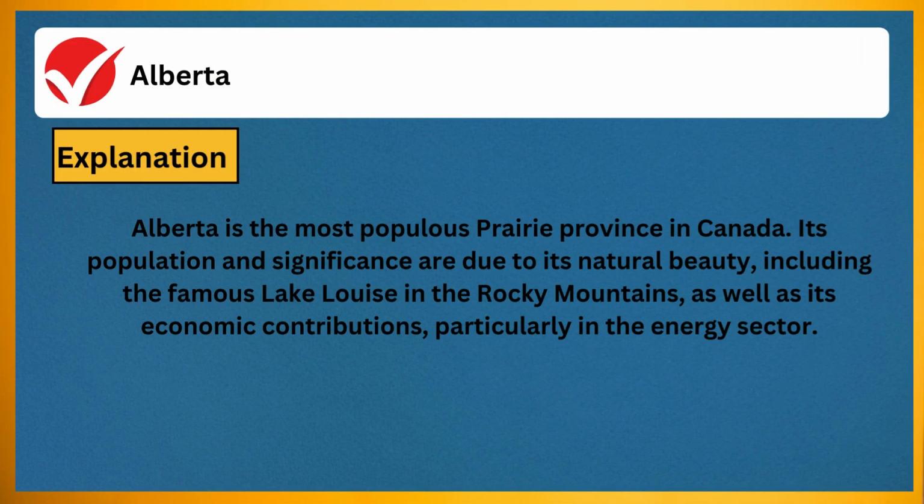The correct answer is Alberta. Explanation: Alberta is the most populous prairie province in Canada. Its population and significance are due to its natural beauty, including the famous Lake Louise in the Rocky Mountains, as well as its economic contributions, particularly in the energy sector.